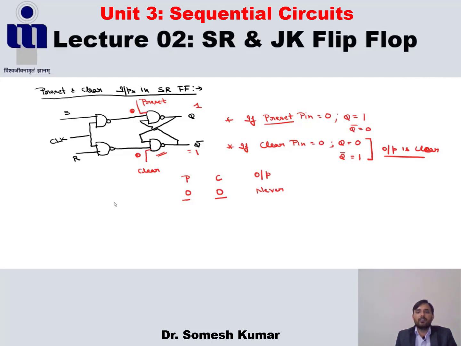What happens if P is 0 and C is 1? Then our output becomes preset, which means Q becomes 1. If P is 1 and C is 0, then Q becomes 0, the clear state. If both preset and clear pins are 1, then they do not affect the output. So if this preset is 1 and this clear is also 1, these two pins will not affect our outputs. The output is not affected in this case.